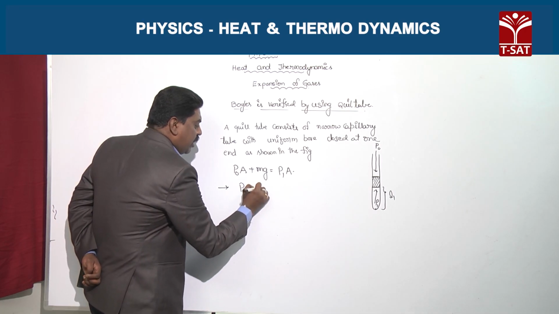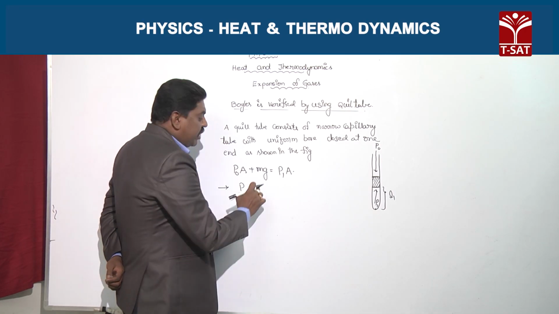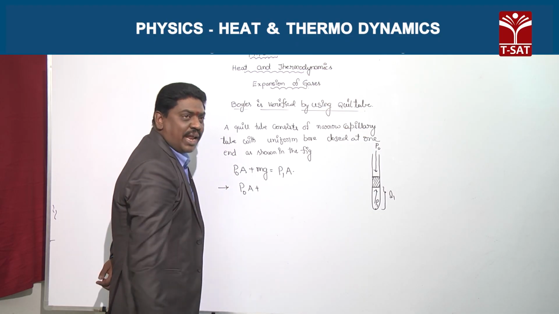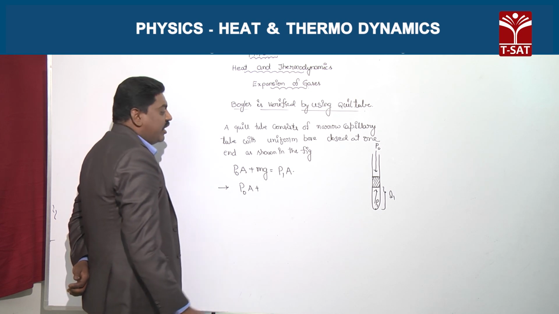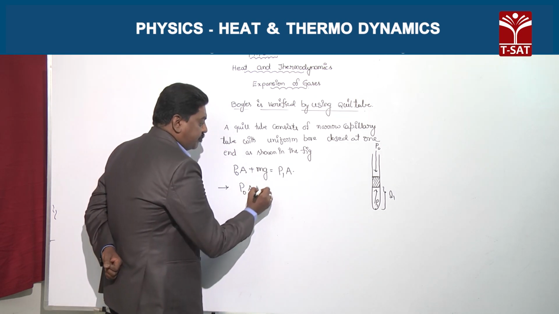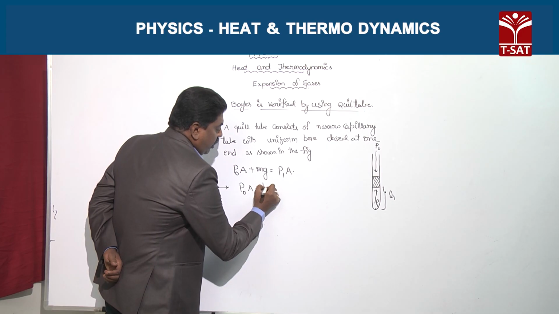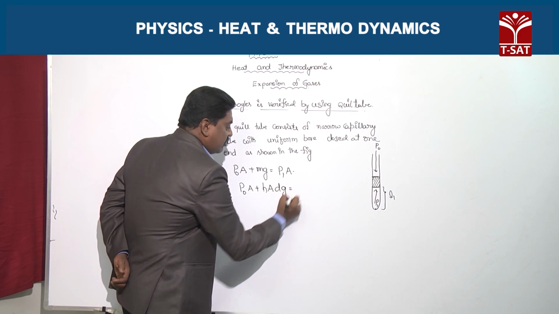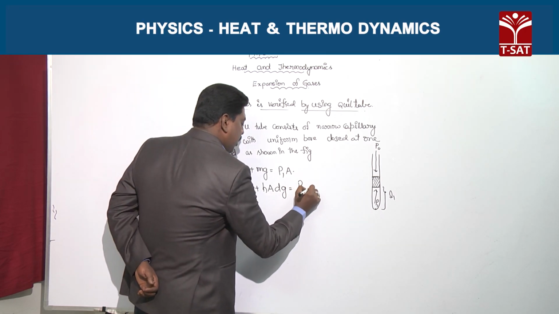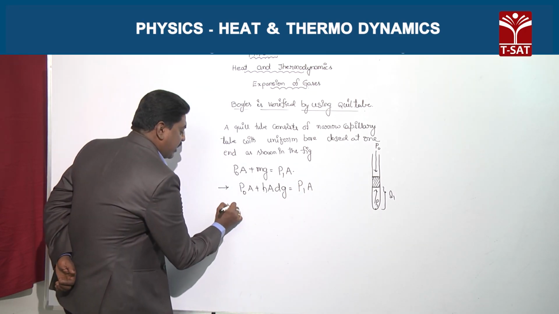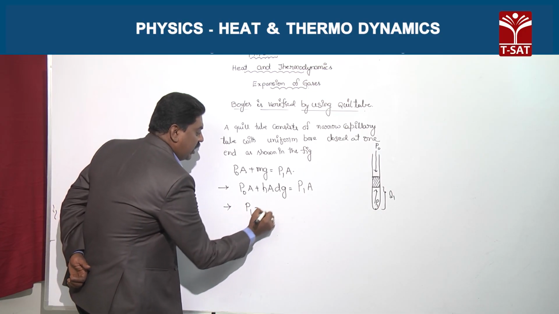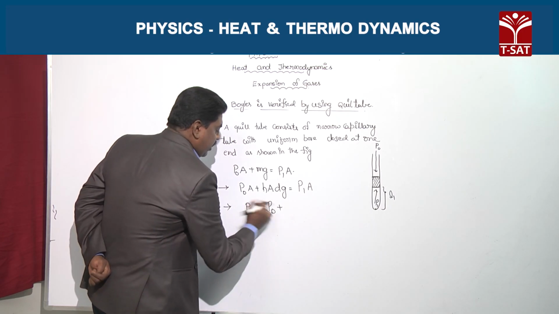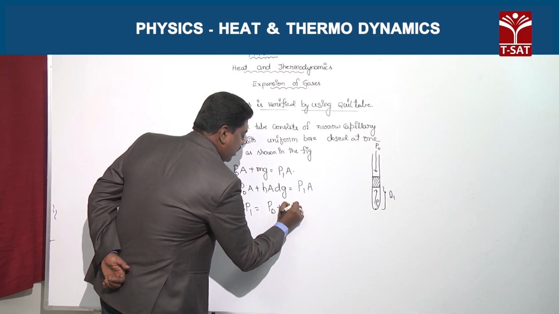Now P0 into A plus m is given as volume into density, and volume can be written as length into area of cross section. So P0 into A plus h into area of cross section into density into g is equal to P1A. When area of cross section is cancelled throughout, we get P1 equals P0 plus h d g.